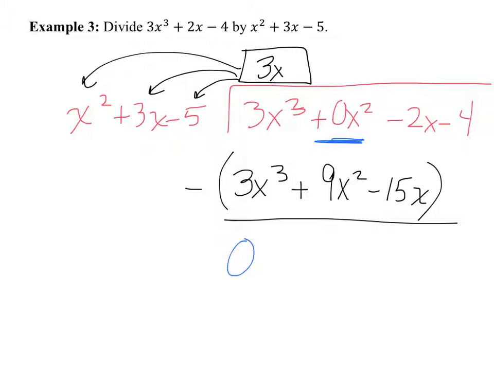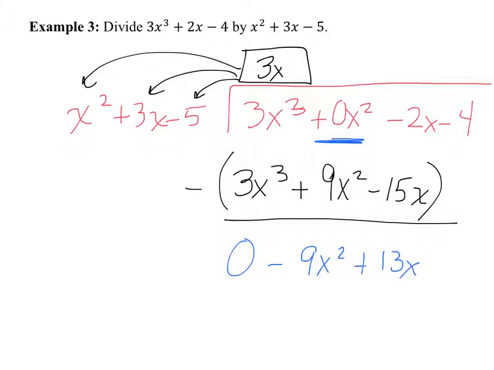Again, 0. Then we have 0x squared minus 9x squared gives me negative 9x squared. Do you see why the placeholder is useful now? The 0x squared placeholder reminds me to subtract 9x squared from that. Then I've got negative 2x minus negative 15x. Minus a negative 15x is really positive 15x. 13x. Good, positive 13x. Again, negative 2x minus negative 15x is positive 13x.